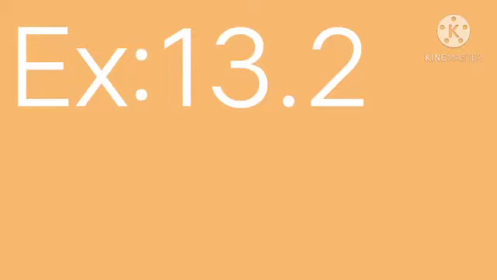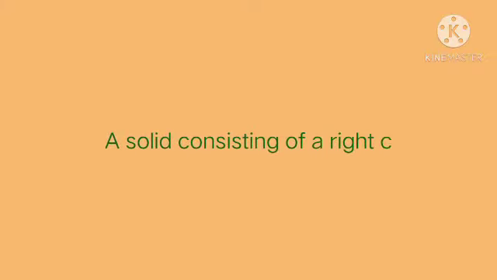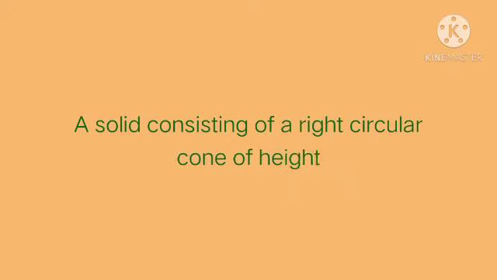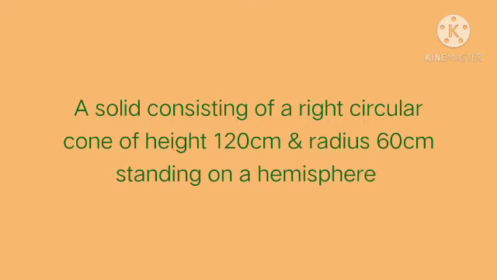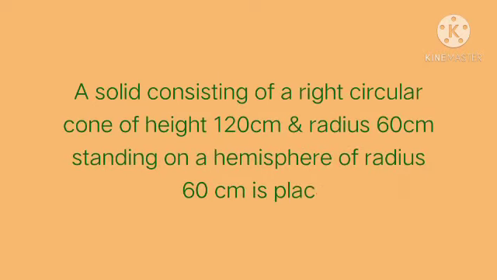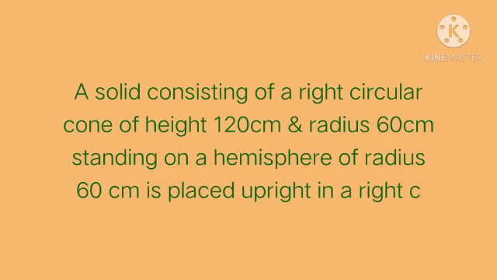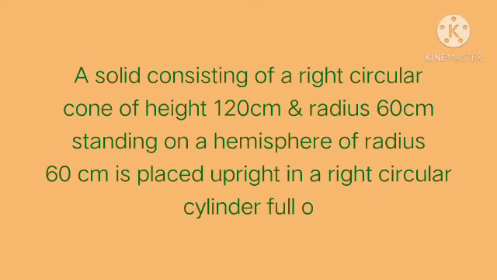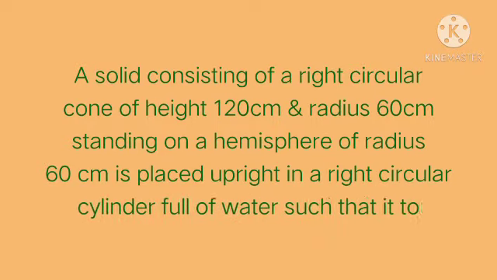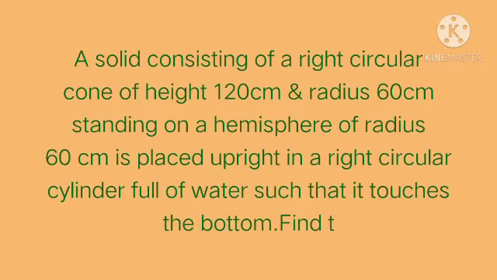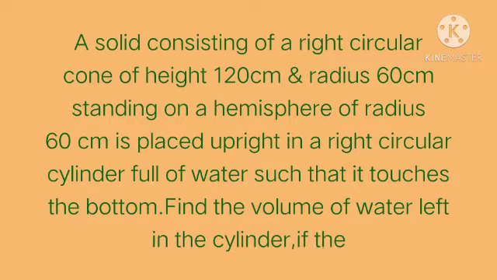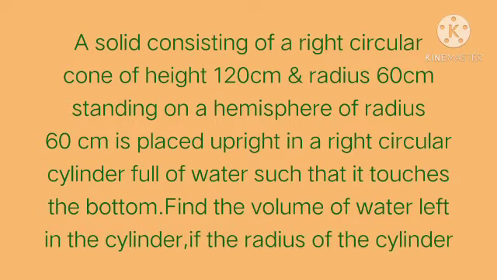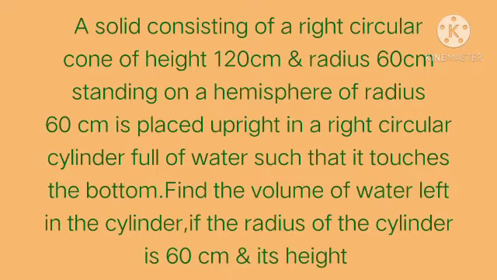Exercise 13.2, question number 7. A solid consisting of a right circular cone of height 120 cm and radius 60 cm, standing on a hemisphere of radius 60 cm, is placed upright in a right circular cylinder full of water such that it touches the bottom. Find the volume of water left in the cylinder, if the radius of the cylinder is 60 cm and its height is 180 cm.